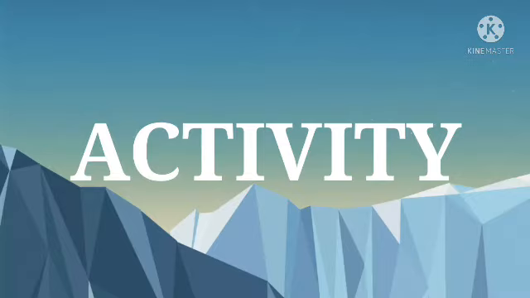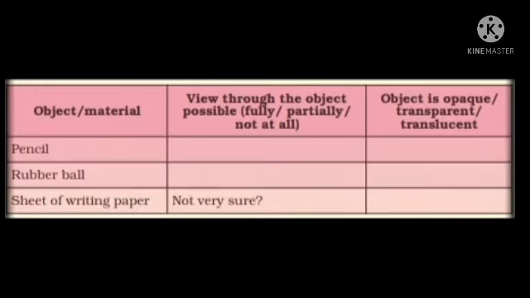Now we will do one activity. Here one tabular column is displayed. In the first column you have objects or material. In that, pencil, rubber ball, sheet of writing paper. In the second column, you should identify whether the object is fully, partially or not at all viewed. In the third column, you should identify whether the object is opaque, transparent or translucent. Are you ready to identify?